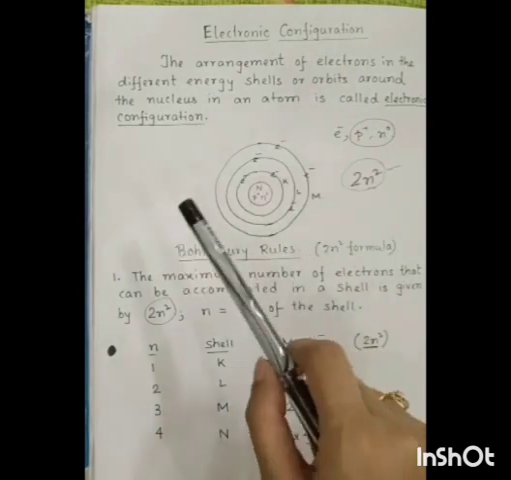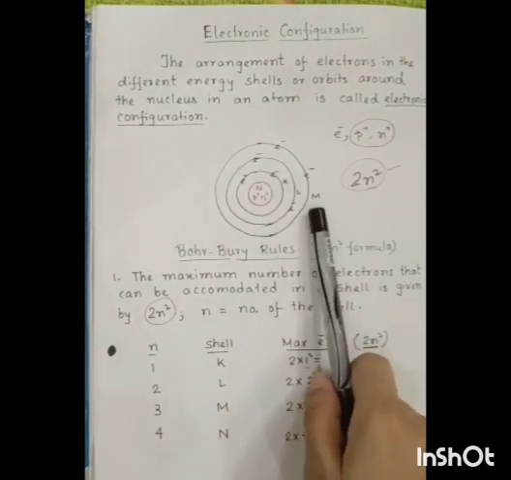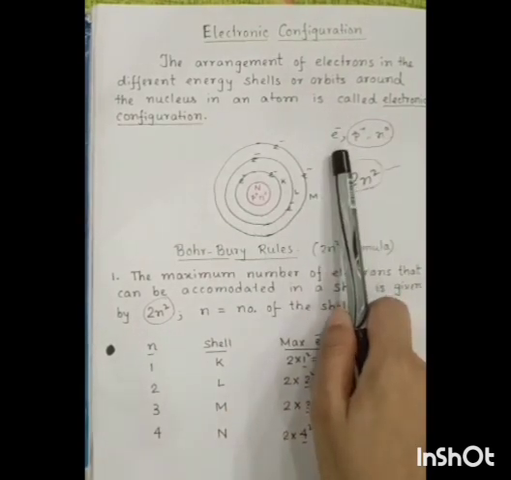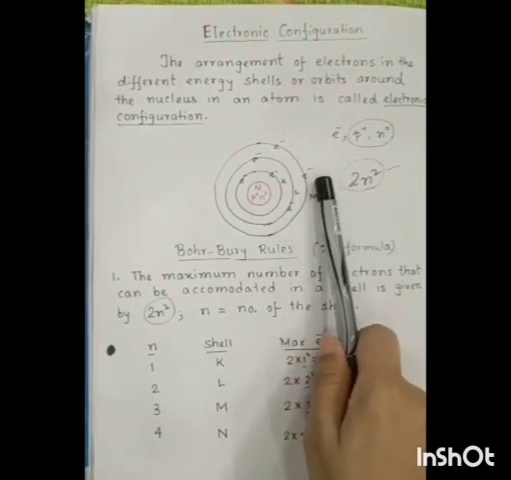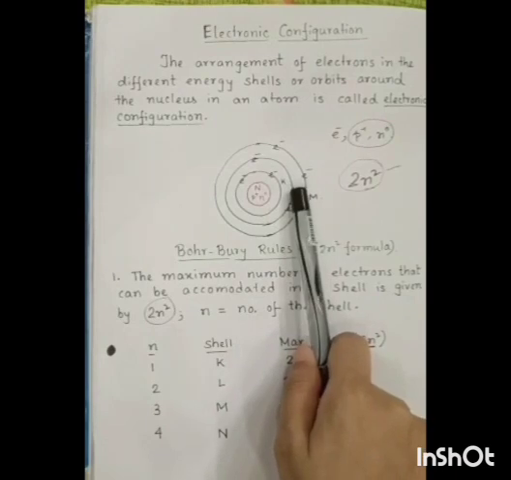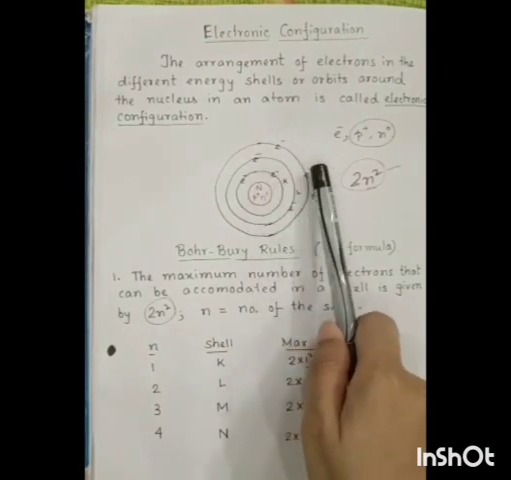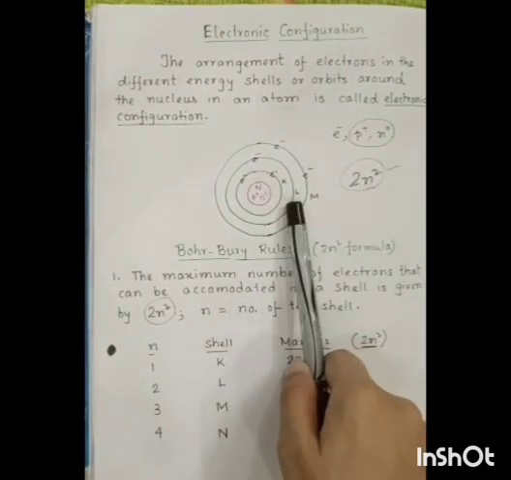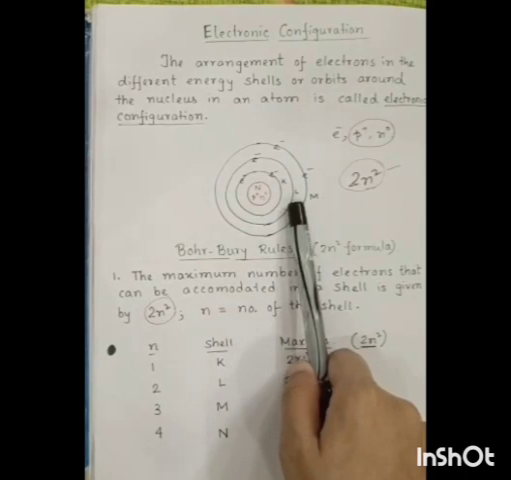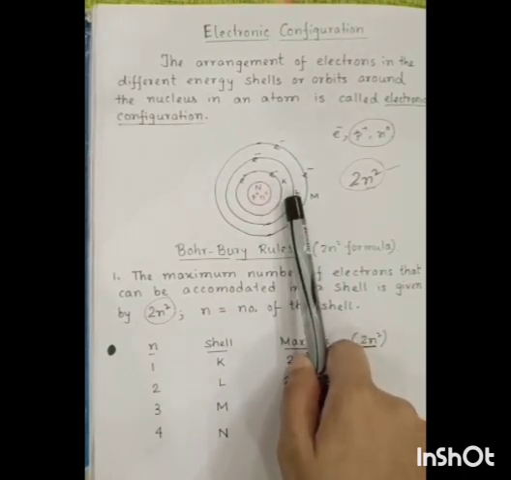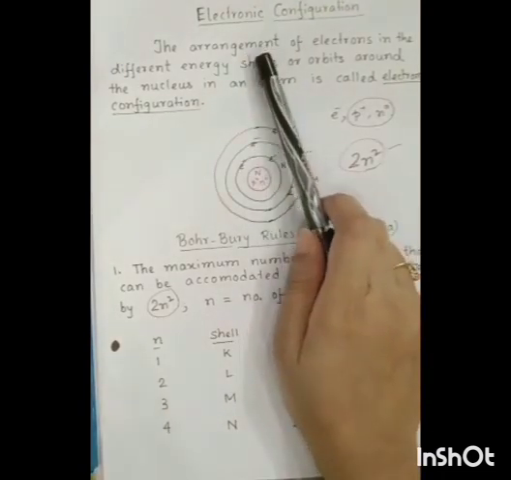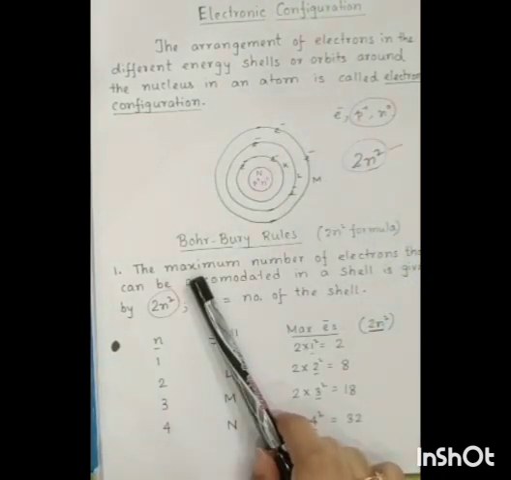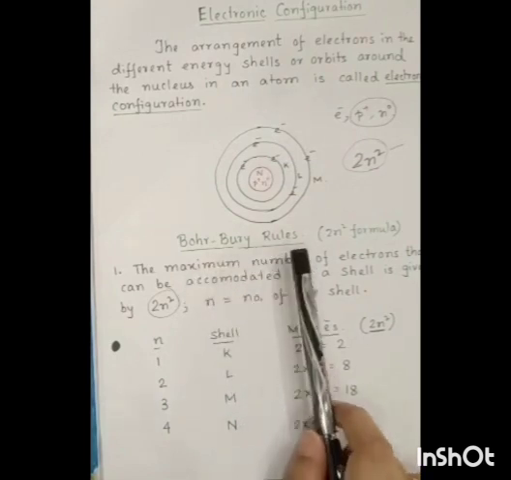So, you must remember two things from here. One is that the negatively charged subatomic particle electrons are present in different energy shells around the nucleus in an atom, and the arrangement of these electrons in those energy shells and orbit is called electronic configuration. Now, regarding electronic configuration, you have to learn one rule, which is called Bohr-Bury rule.